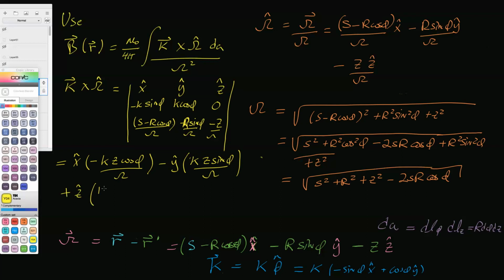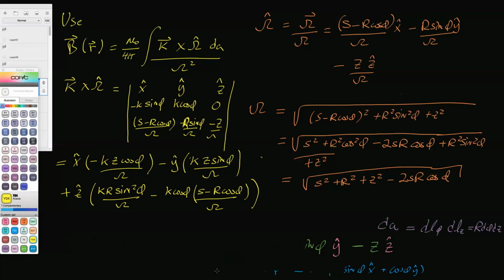So we have K R sine squared phi over omega, and then minus K cosine phi S R cosine phi over omega. Yes? You okay with all that? All right, so I'm going to get rid of this. We have to remember what dA is, we'll just go back to the previous layer for what dA is. Okay, and let's do a little simplifying.